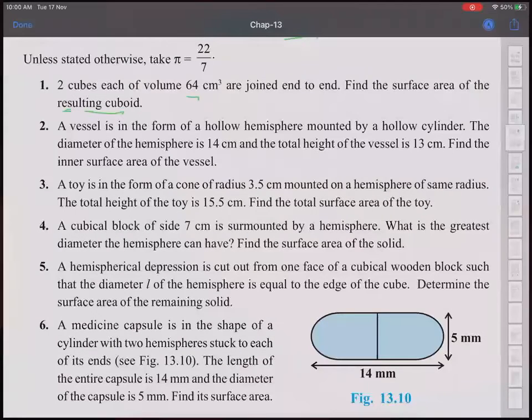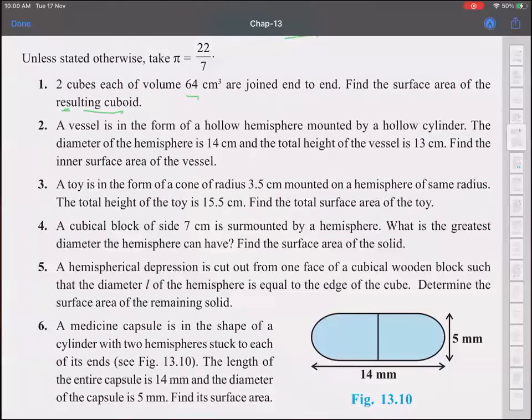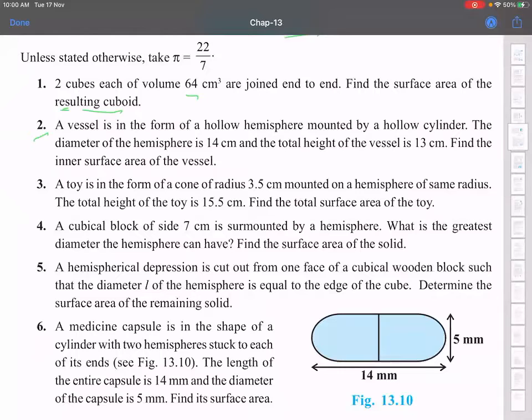Comes to question number 2. A vessel is in the form of a hollow hemisphere mounted by a hollow cylinder, just like this. The diameter of the hemisphere is 14 and the total height is 13. Find the inner surface area of the vessel.